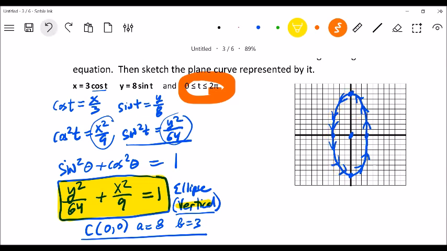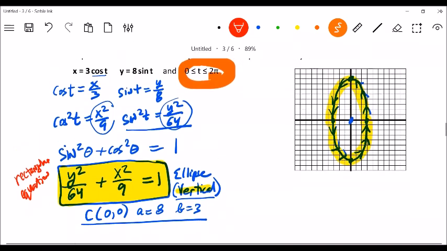Ooh, I didn't want those to disappear. There, now they didn't disappear, they're back, yay. So I eliminate the parameter to get a rectangular equation. This is called a rectangular equation. It's not parametric because it doesn't have a t in it for this context here.